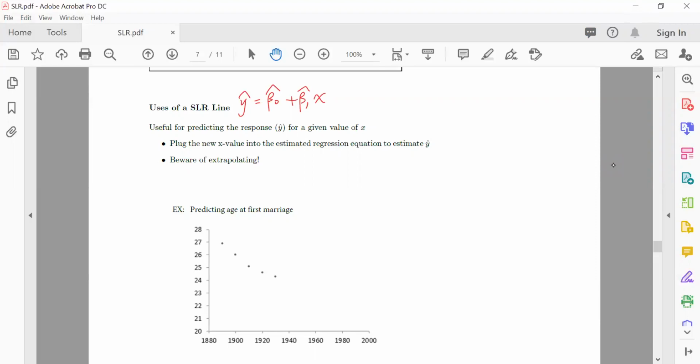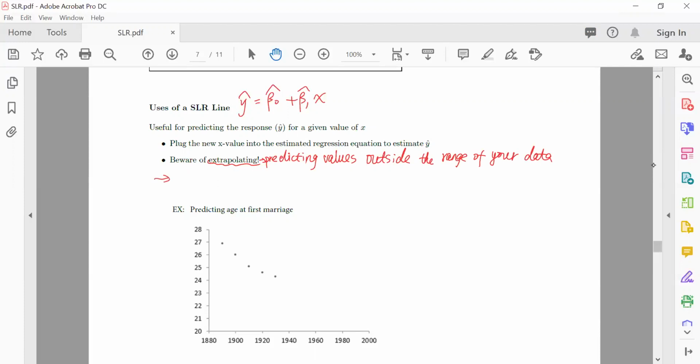That's called extrapolation. What does that mean? That means you are predicting values outside the range of your data.